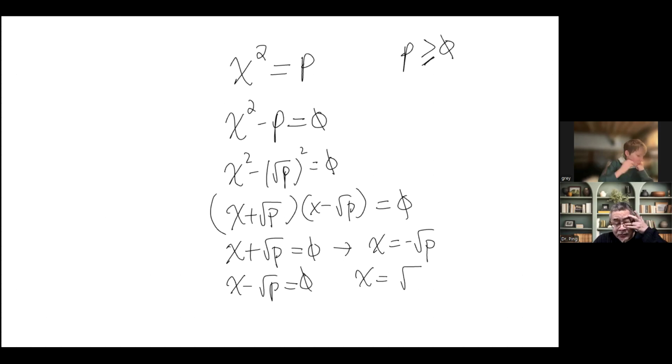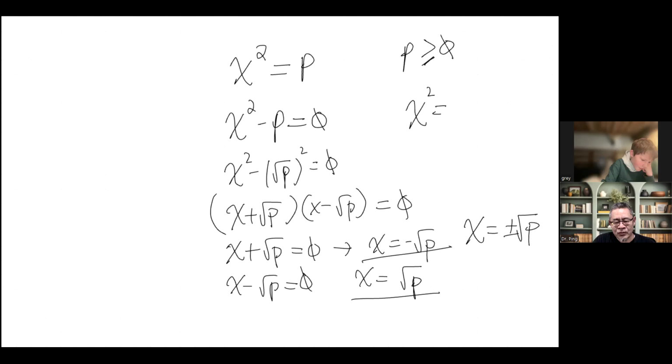Now in mathematics, we have a shorthand. Instead of writing x equal to negative square root of p, or x equal to square root of p, we just write them as x equal to plus minus square root of p. Like earlier, if we say x squared equals 4, then x will be plus minus square root of 4, which is plus minus 2. Good?